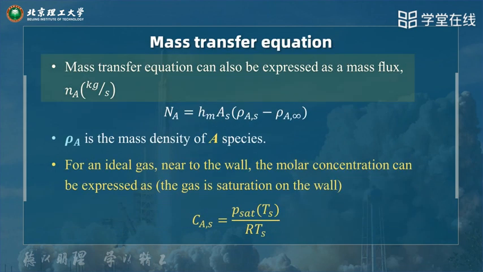The mass transfer equation can also be expressed in terms of mass flux, like this: NA equals hm AS times rho AS minus rho A infinity. Rho is the mass density of species A. If species A is an ideal gas, near the wall, the molar concentration can be expressed by this equation: CAS equals P saturation at Ts over R Ts. R is the universal gas constant.